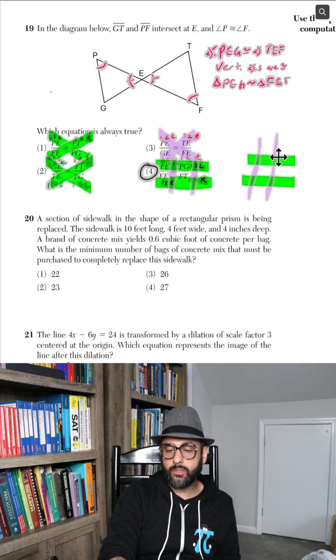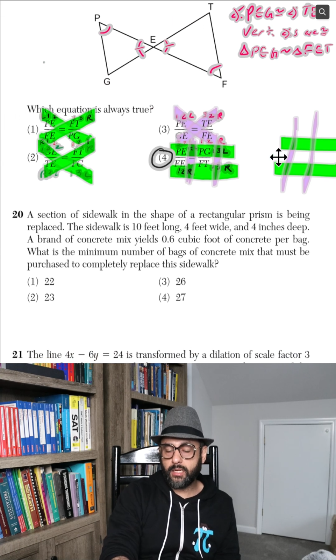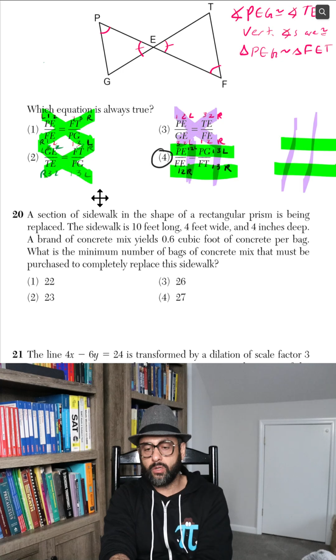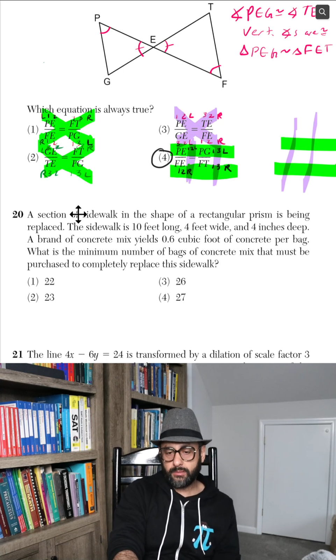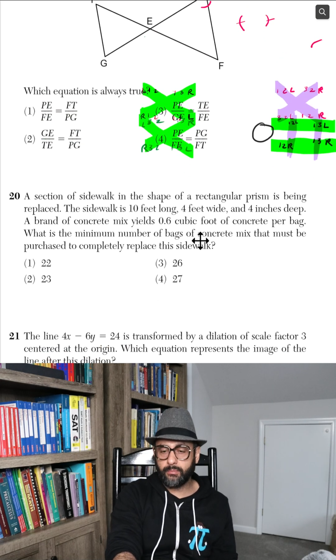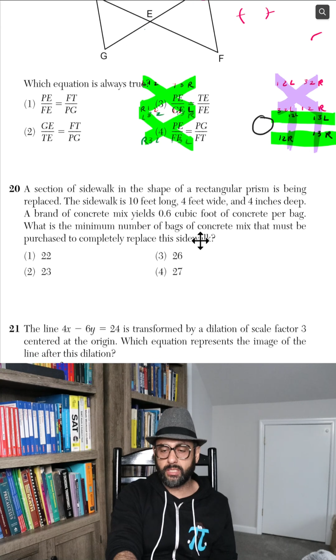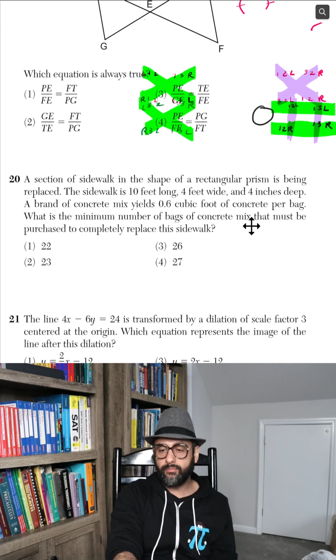On that note, let's go to number 20. A section of sidewalk in the shape of a rectangular prism is being replaced. The sidewalk is 10 feet long, 4 feet wide, 4 inches deep. A brand of concrete mix yields 0.6 cubic feet of concrete per bag. What is the minimum number of bags of concrete mix that must be purchased to replace the sidewalk? Is it 22, 23, 26, or 27?